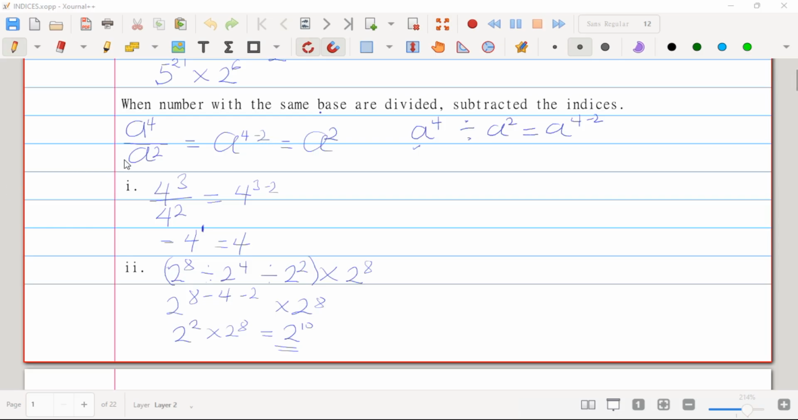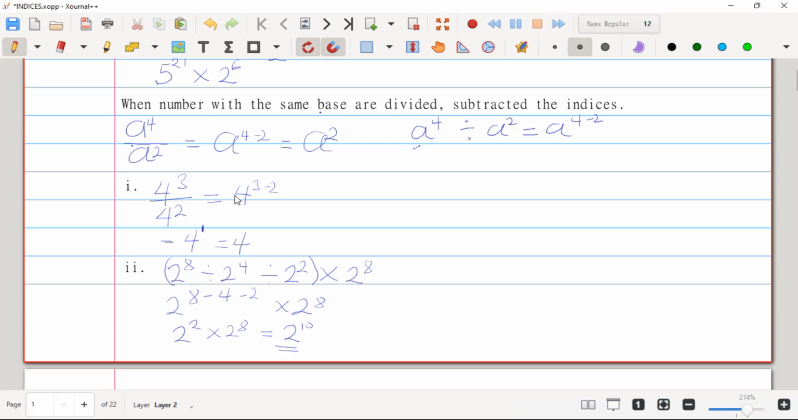And then this same expression can be written as a raised to the power 4 divided by a raised to the power 2, right? The division sign here is the same thing as what you have seen here. So either in the exams you see this or you see that. When you see either this or that, we are applying the same thing that we just learned. So for here, we have our first example. We have 4 raised to the power 3 divided by 4 raised to the power 2. Since they have the same base and are dividing, we are just going to subtract the exponents.